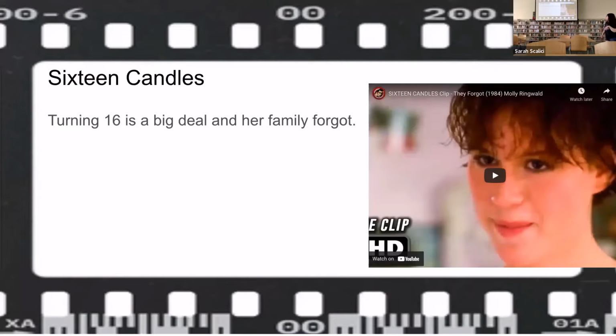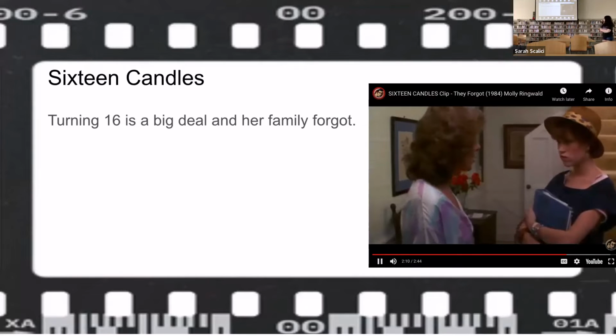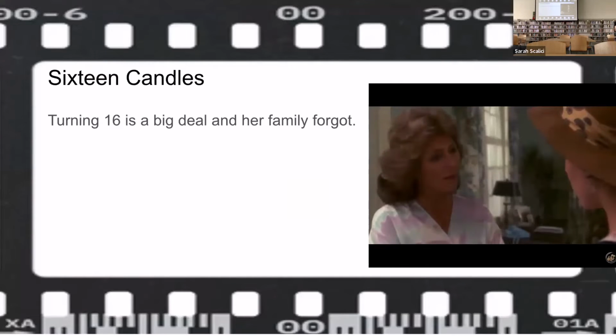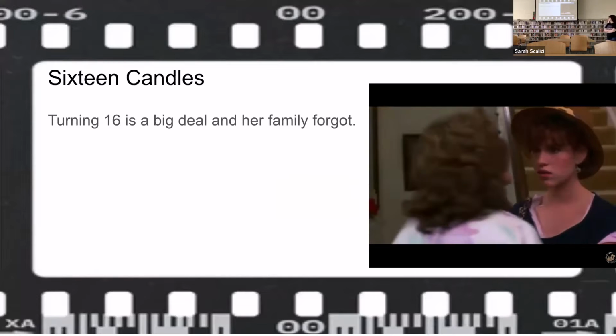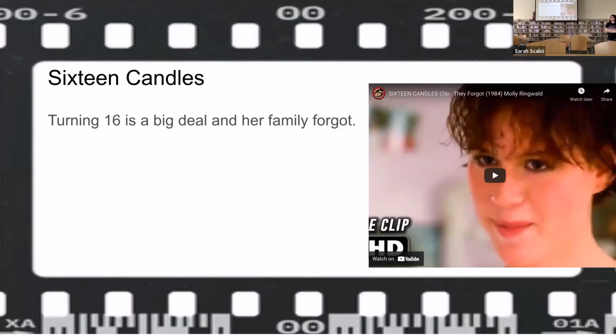Sixteen candles. Turning 16 is a big deal in her family. You can eat your carrots when you get home. That's it? You don't have anything else to say to me today? What would you like me to say? Have a good day.